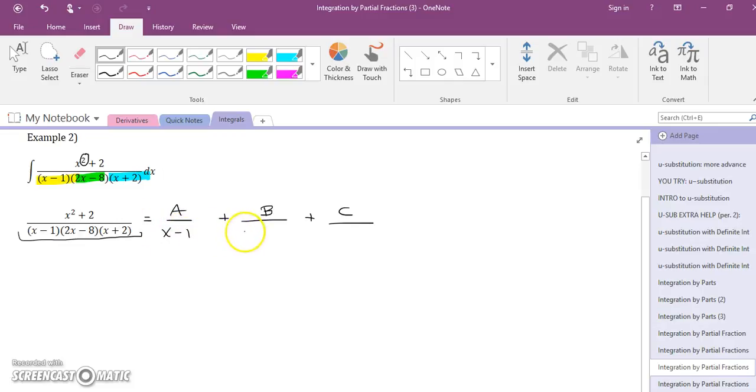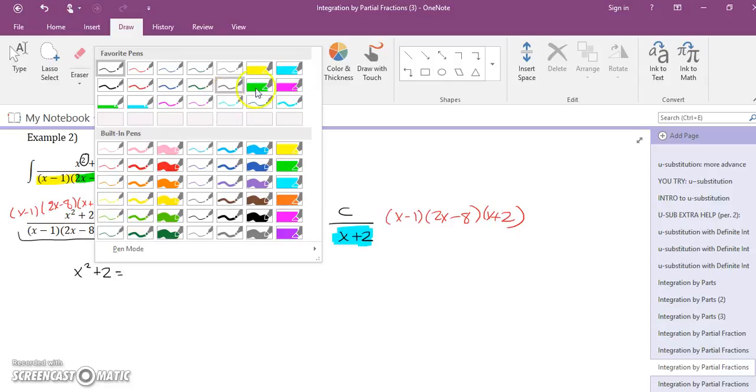So basically, every single linear factor gets its own denominator, always. And above each linear factor, for now, you're going to put the constants a, b, c, d, whatever that you're trying to find. So let's multiply each side by the common denominator.